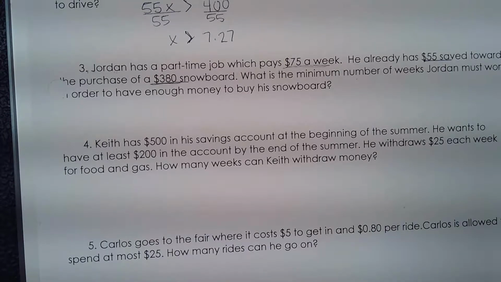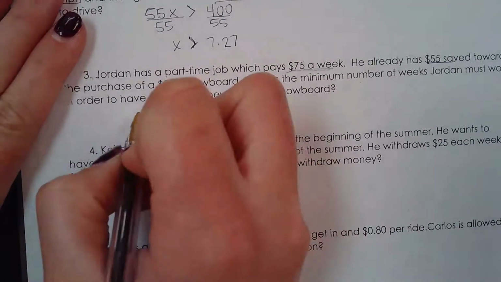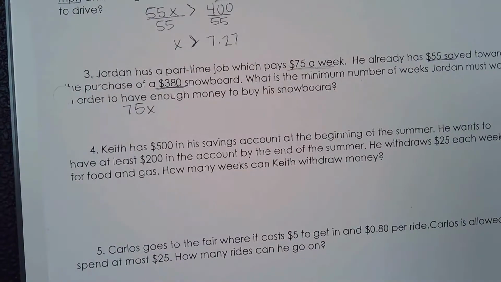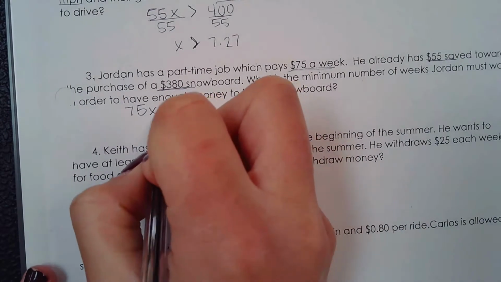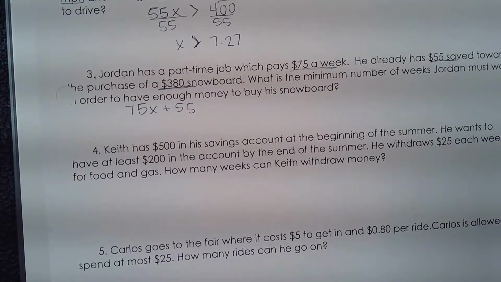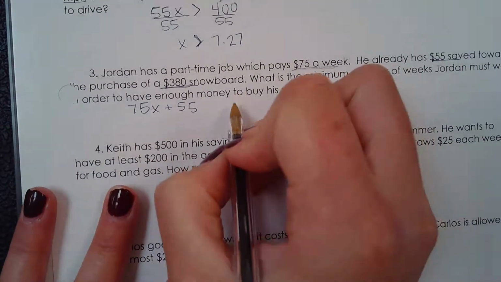So they pay him $75 a week, but do we know how many weeks he's working? No. So what are we going to write? 75x. But he's already saved 55. What do we do with that piece of information? So how much is this snowboard that he wants to buy? $380. So that goes on the other side.